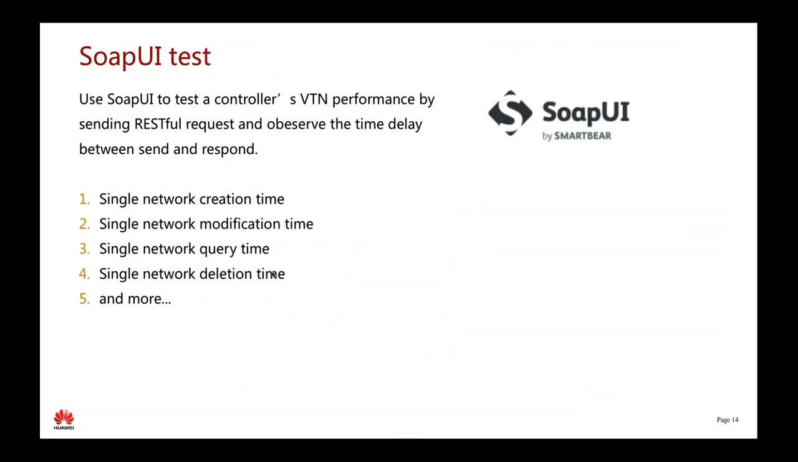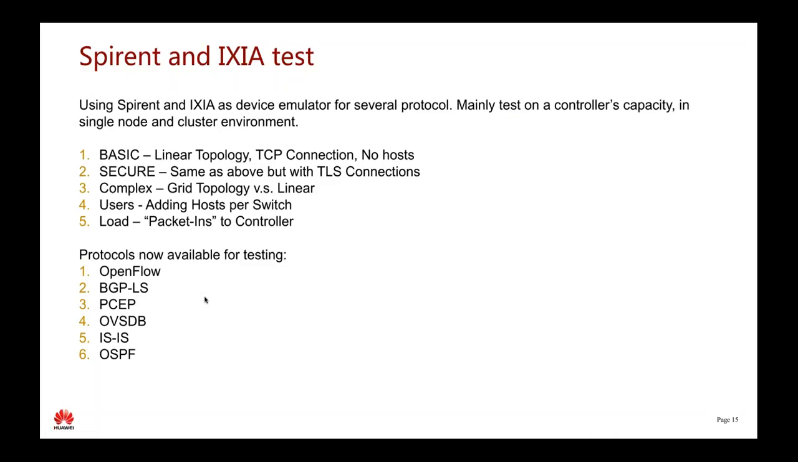I haven't brought the data for the other two parts yet because the China team is doing that right now. They use SOAP UI, basically sending RESTful requests to a controller, to test the VTN's performance. There should be more here: network creation, modification, query, deletion. And Spirent and Ixia is basically doing the same thing here. We're testing the controller's southbound and session capacity, scalability, those things.